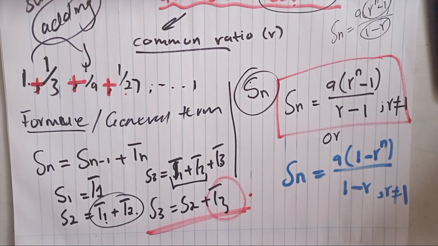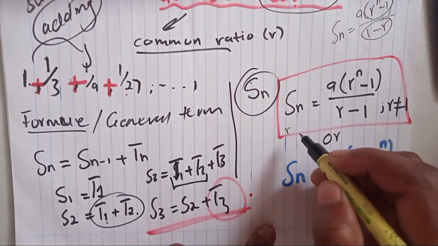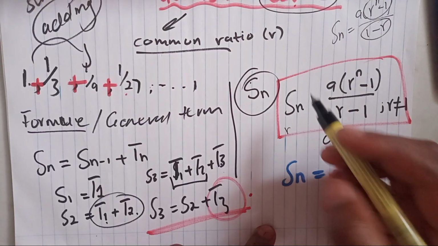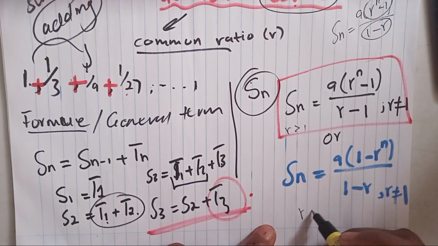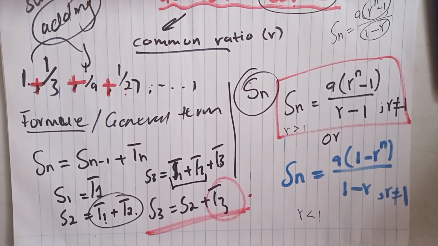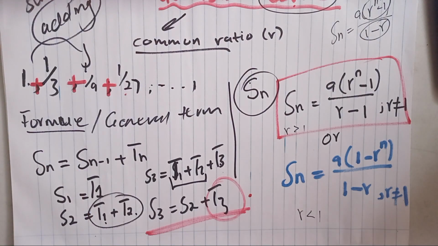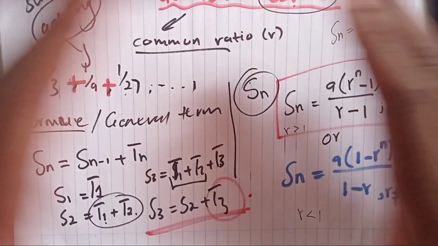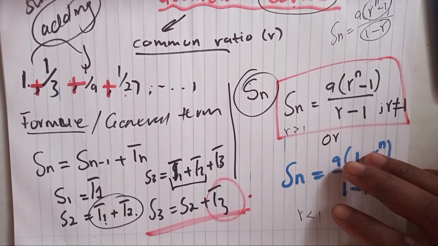Your teacher might say you use this formula if your R is greater than 1, and then you use this one if your R is less than 1. That's what your teacher might say. But generally, you can use either of the two as long as you follow the right mathematical calculations, and then you will be fine. So let's work on some activities that you might find in the examination based on geometric series.